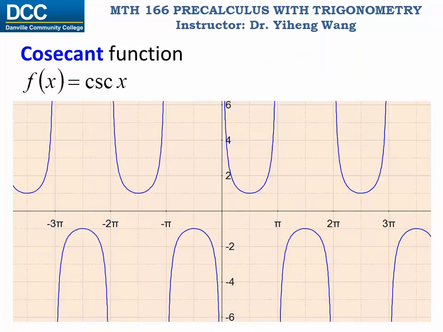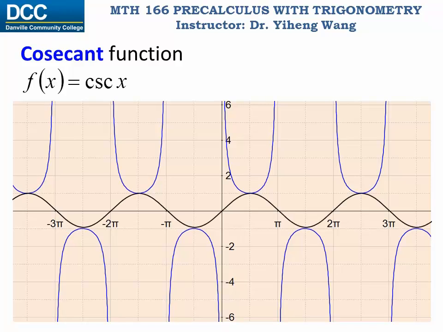Lastly, this is the graph for the cosecant function, f(x) equals cosecant x. As you can see, this graph looks just like the graph for the secant function with a horizontal shift to the right by half a pi. And since cosecant x equals 1 over sine x, this graph is related to the graph of the sine function in the way that you can draw the sine function graph in between here.